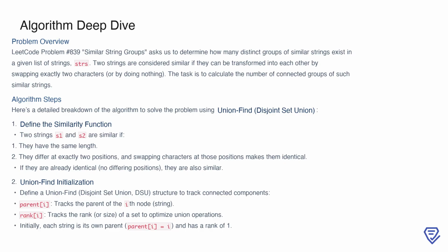Next, we initialize the union find data structure. This includes creating a parent array, where each string starts as its own parent, and a rank array to help optimize the union operation. Each string begins with a rank of 1. This setup will allow us to efficiently track and group connected components as we process the strings.